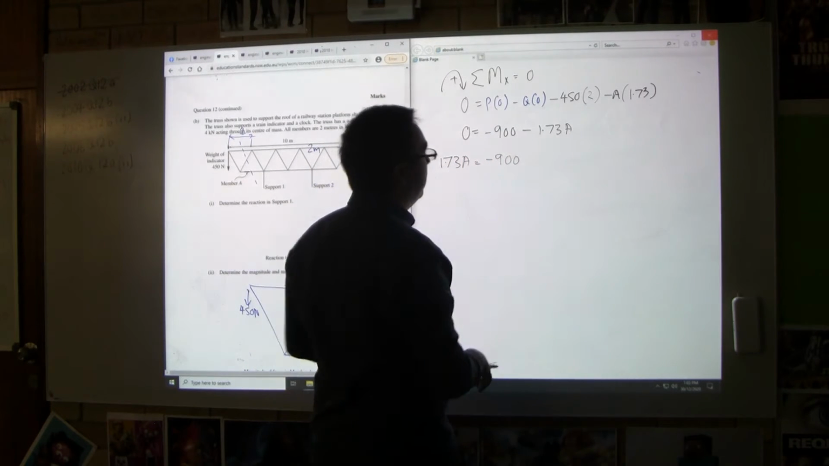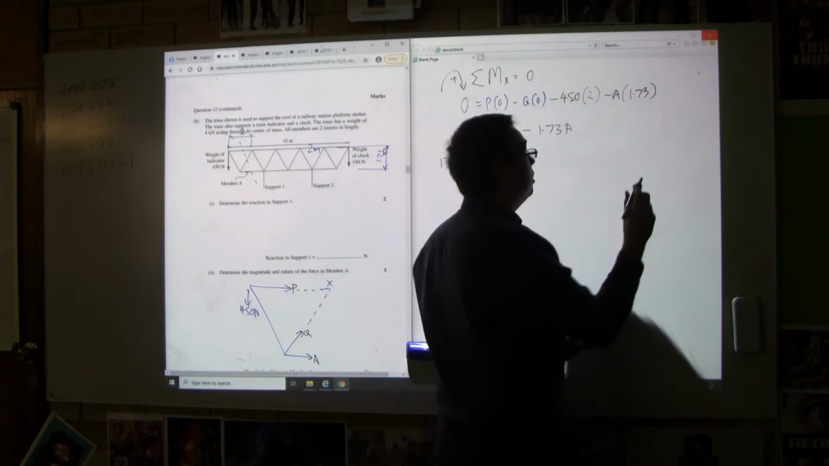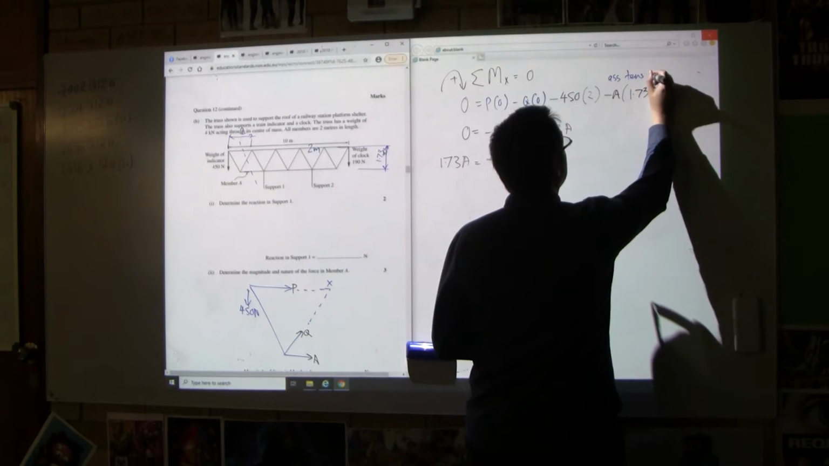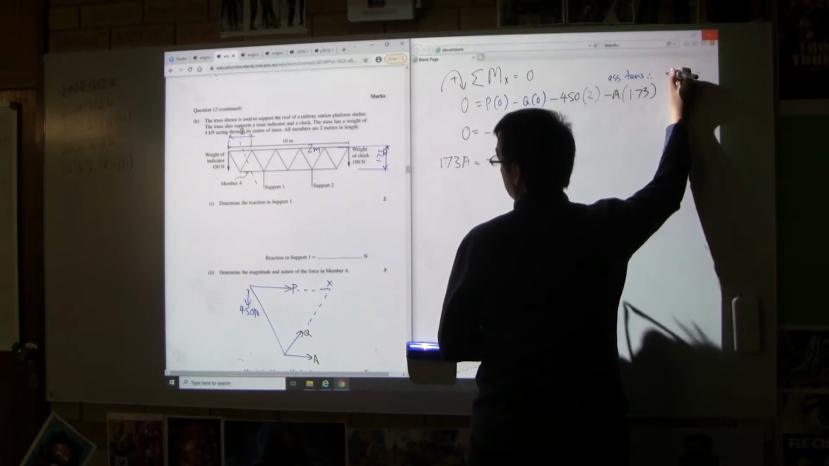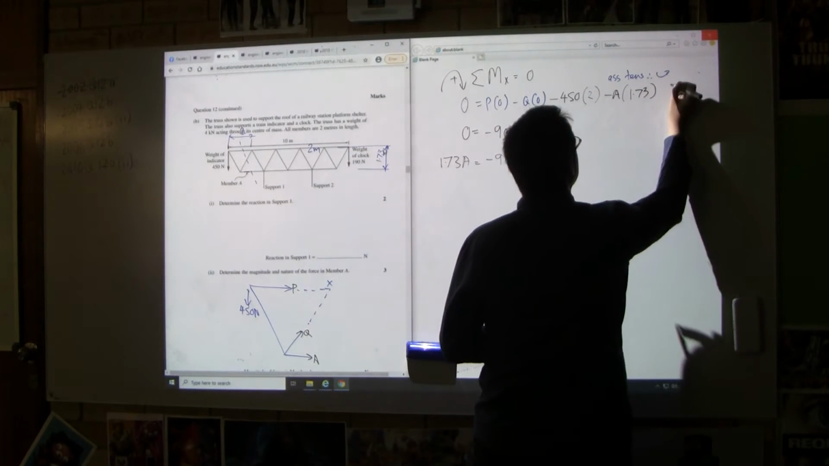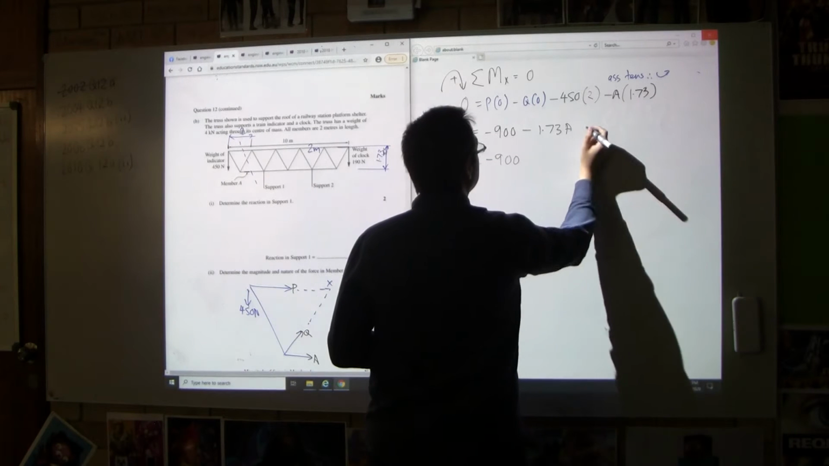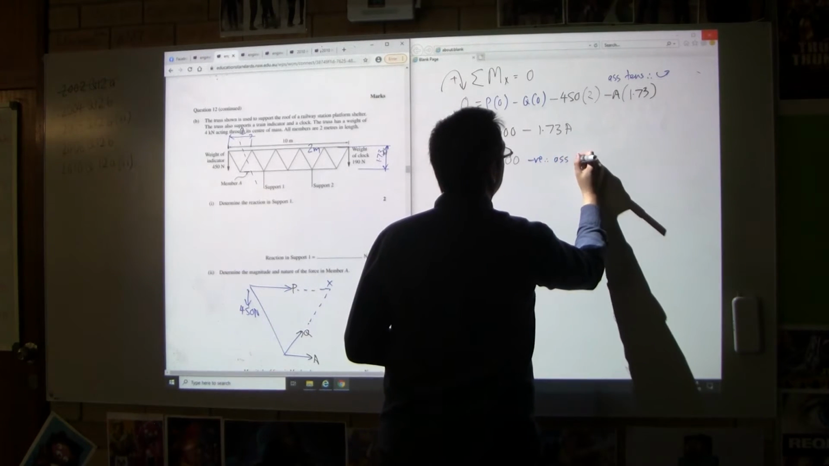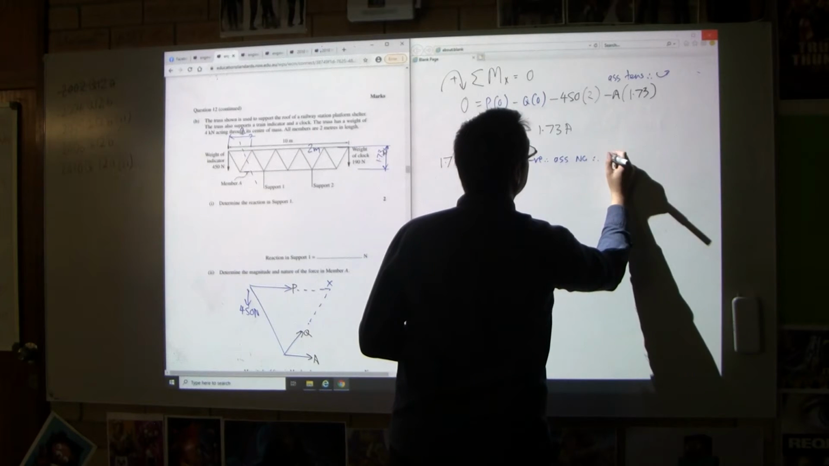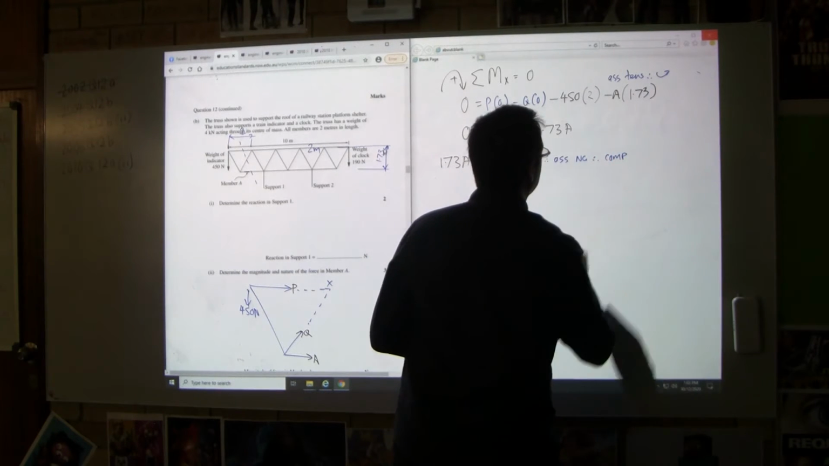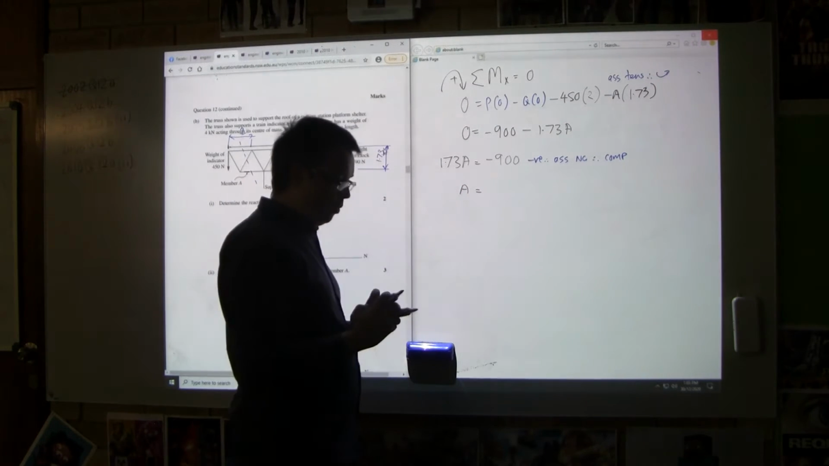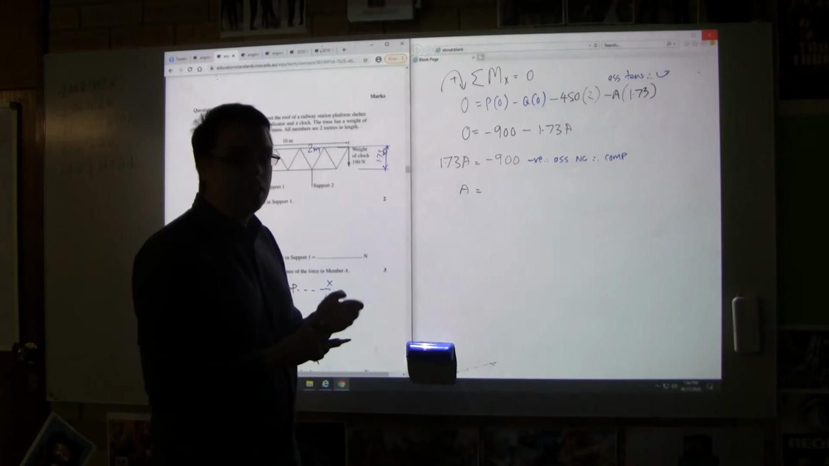Oh, I didn't write up here, you don't need to write this, but I do. Okay, so assume tension, therefore it's anti-clockwise. But it turns out that the answer is negative, therefore their assumption was no good, therefore it was in fact compression.